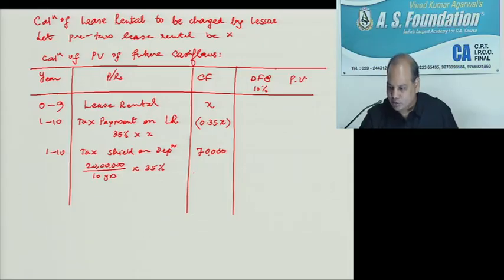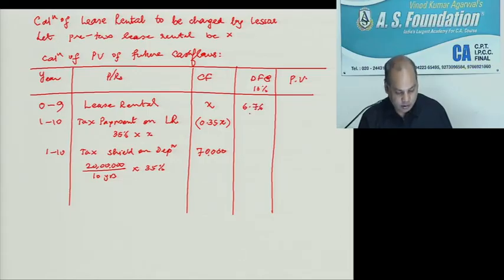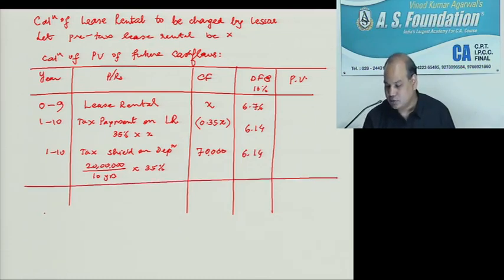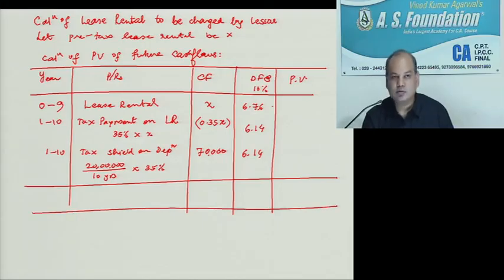Okay. Now how will you take the 0 to 9 factor? Go to the question book, 10% column, 9th year. Can you see 5.76 is written there? Add 1. It will become 6.76. And for 10, 6.14 is given. Can you see that? Last line, 10% column. So if it is given, use it. Don't waste your time. In any case, you don't have much time for the SFM paper.